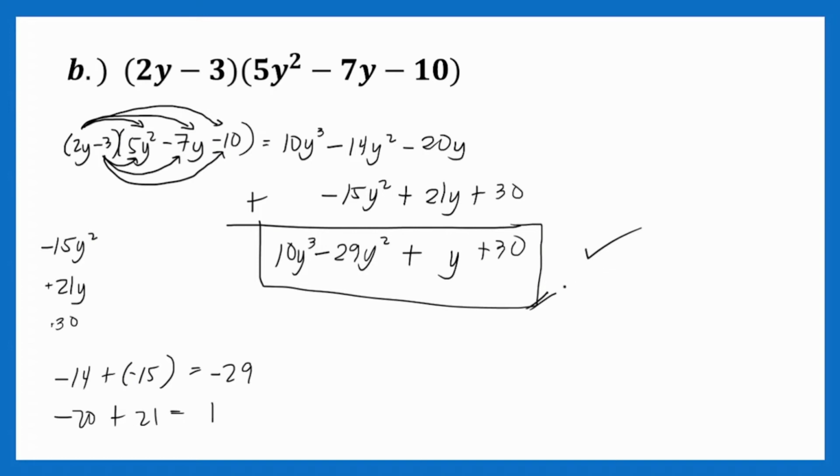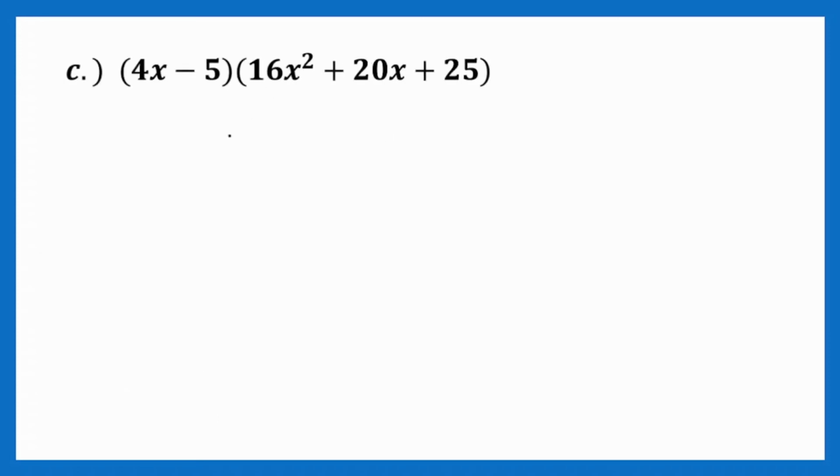So, ganun lang. That's how you deal with binomial multiplied by trinomial or any other polynomials. Okay. So, I hope it's clear now. So, let's have isa pa. Okay, para mas malinaw sa atin. Alright. So, let's have 4x minus 5 multiplied by 16x squared plus 20x plus 25. Okay? So, ganun ulit. Isa-isa.